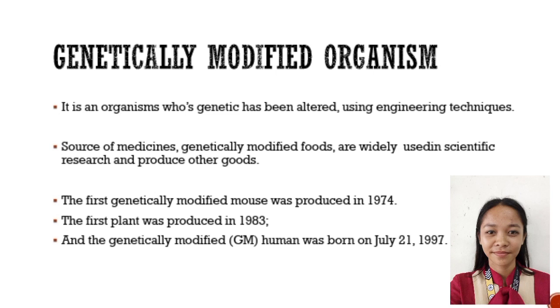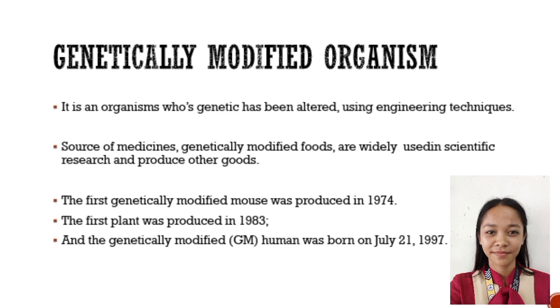The first genetically modified mouse was produced in 1974 by neurologist Rudolf Jaenisch, where SV40 virus was injected into early stage mouse embryos to make the mouse develop new character traits.